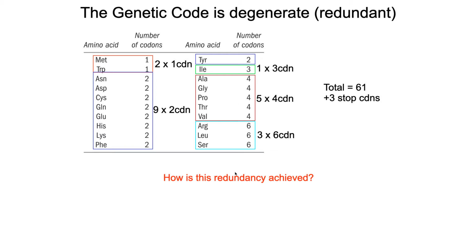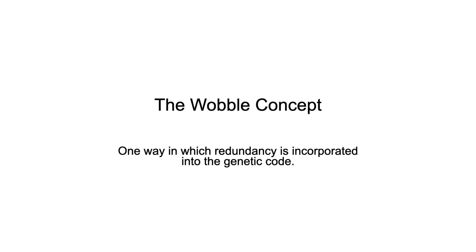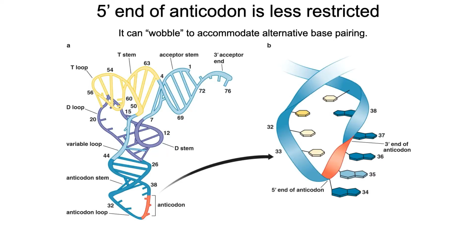Now, what you are going to have to pay attention to is what are the molecular mechanisms by which a single amino acid can be encoded by 6 different codons. There's one fairly simple way in which redundancy is achieved, but there's also a more complex way that we'll look at a little bit later. So the first is called the wobble concept, the wobble effect. And the wobble effect is an effect of the structure of transfer RNA.